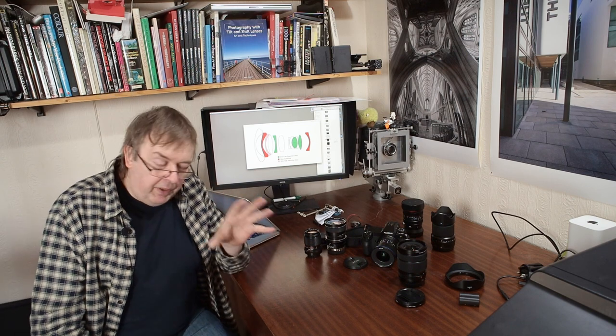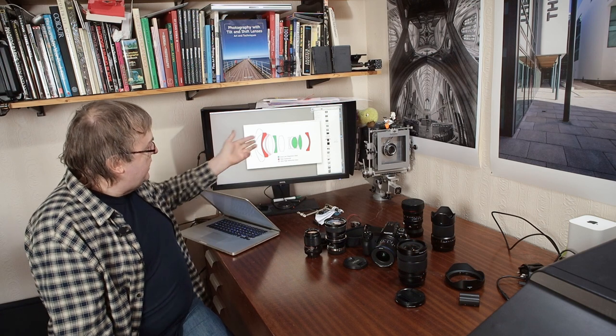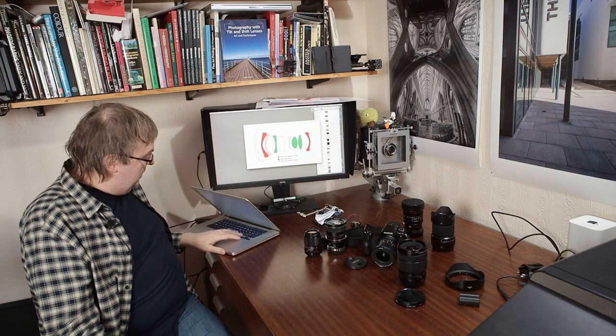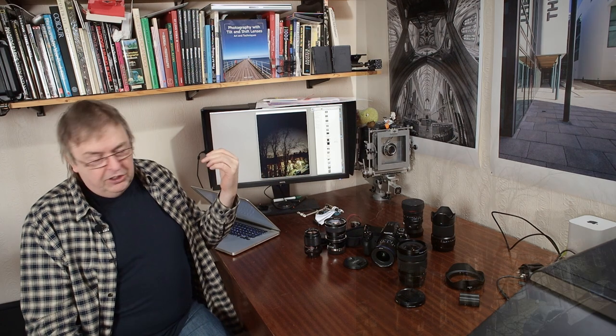So I don't really want to go into using MTF charts, but that's how I would, yeah, that's a complex lens there. Now, I was just testing this one because several people asked me how good it was for photographing stars, because it's an f2.8 lens.